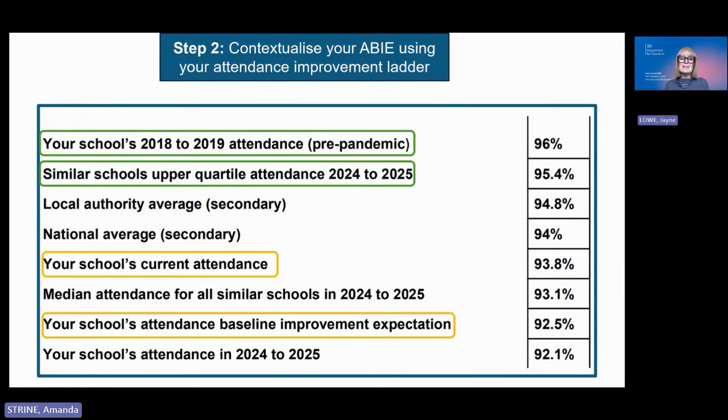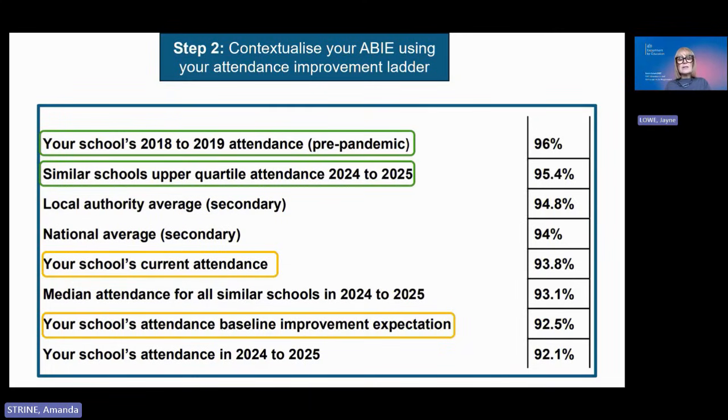And your school attendance improvement ladder, or SAIL, shows how your school can move beyond your ABIE with your pre-pandemic attendance and the attendance of the strongest performing schools that are similar to yours as useful reference points. It provides you with a pathway towards pre-pandemic levels or higher. The higher up the ladder your school gets, the greater the impact on the children and young people in your school. So in this example, the school's ABIE is a reasonably modest improvement on last year's attendance.